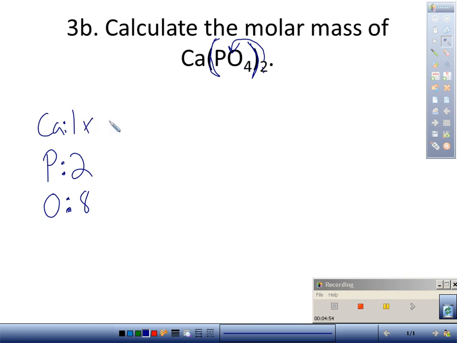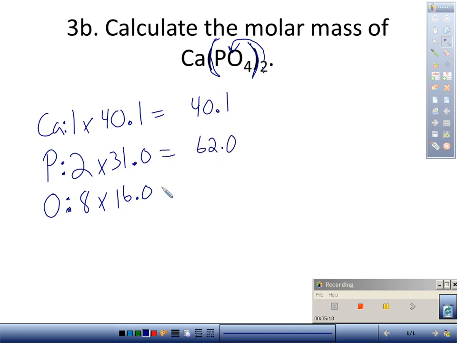So I look up calcium on the periodic table. I round to tenths. I look up phosphorus on the periodic table. I round to tenths. I look up oxygen on the periodic table. I round to tenths. I multiply across. I'm going to add these all together, and that's my answer.